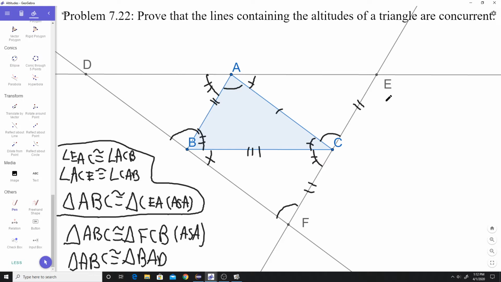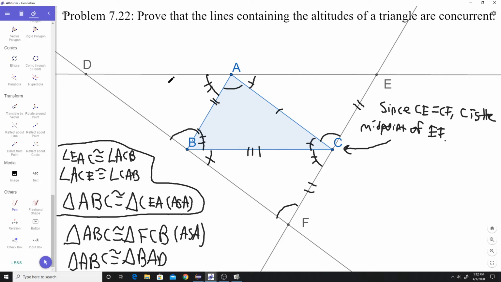Because since CE is equal to CF, C is the midpoint of EF. Again, because it's just splitting it in half. And the same logic can be used with the rest of the sides.